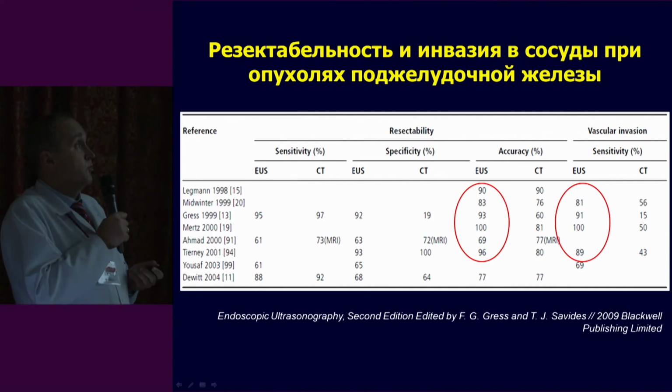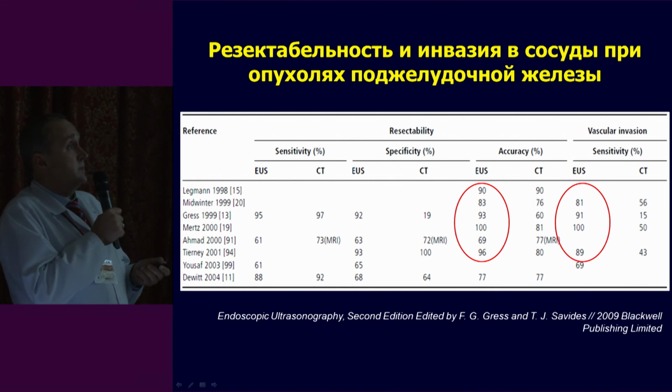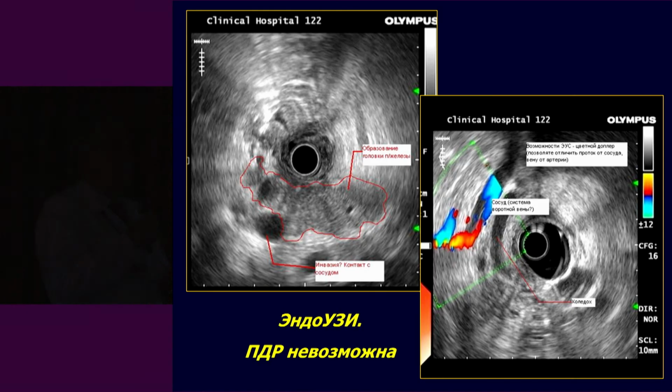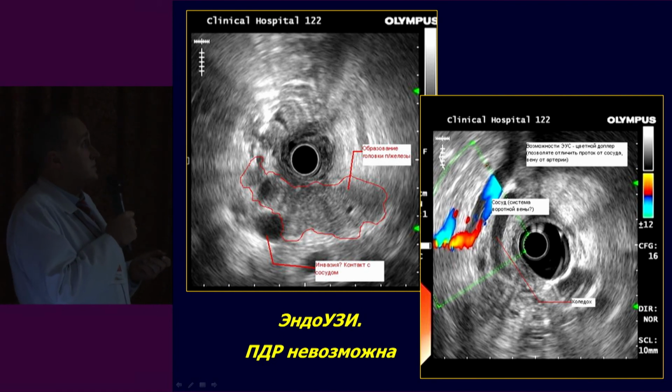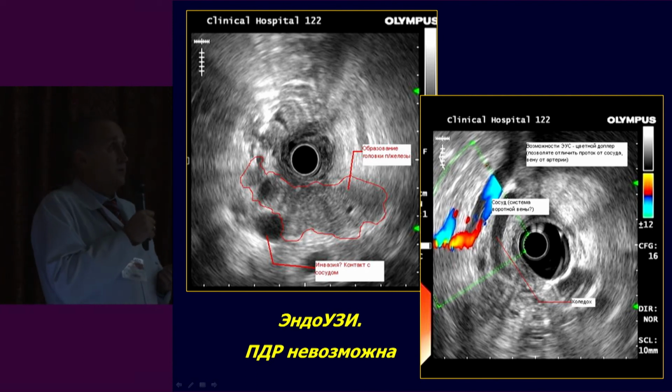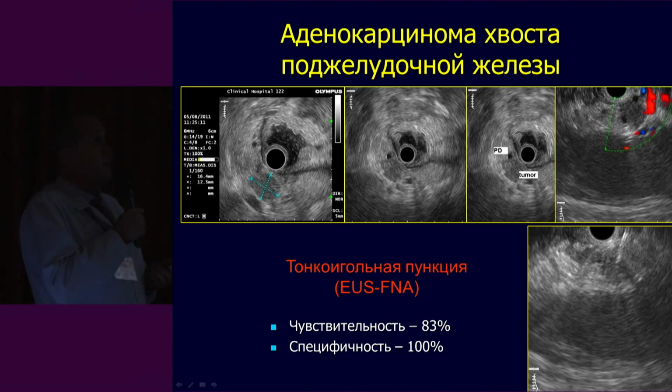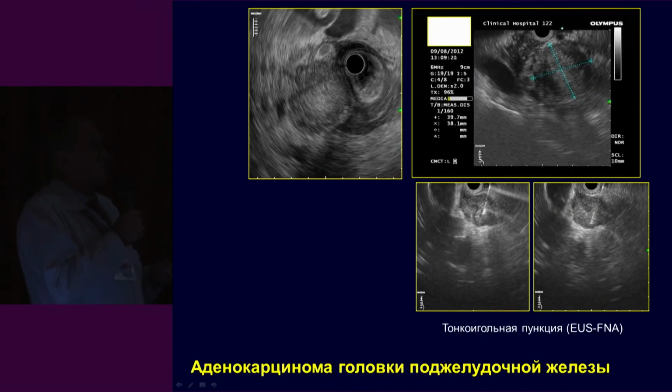You can see how well the intraductal tumor can be visualized. And you can see the data. EUS gives us a great opportunity of assessing the invasion. Now, clinical application of EUS can be used in the preoperative period in order to understand whether the tumor is resectable or not. Then fine needle biopsy, fine needle aspiration is something that we use quite a lot.